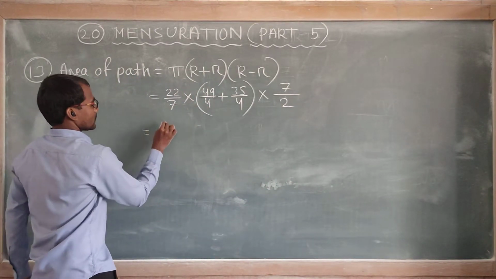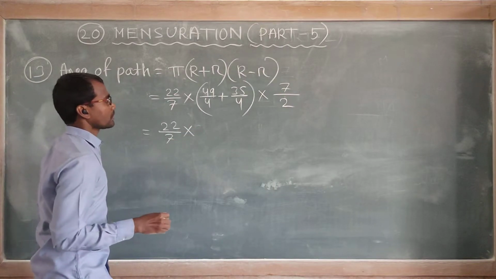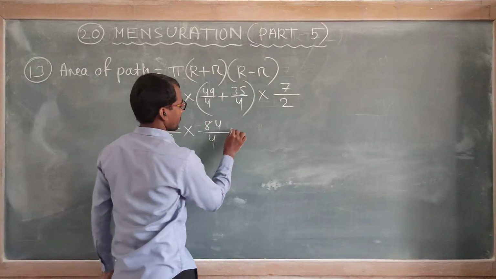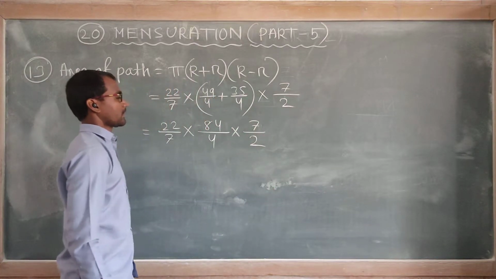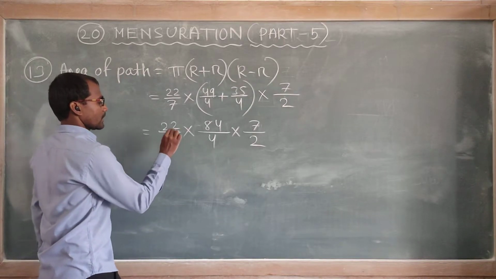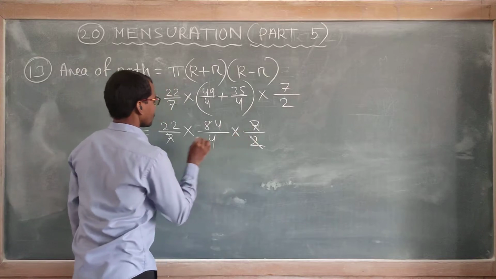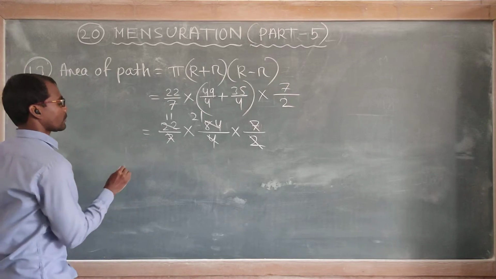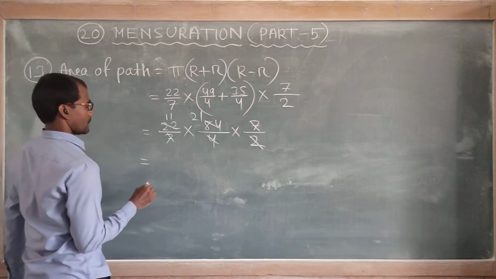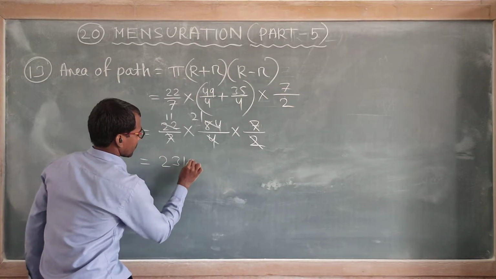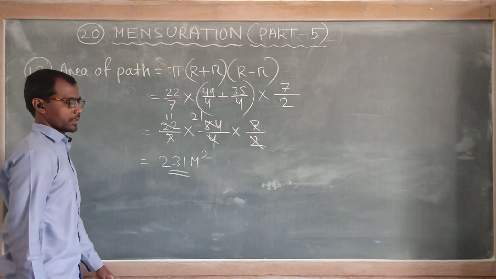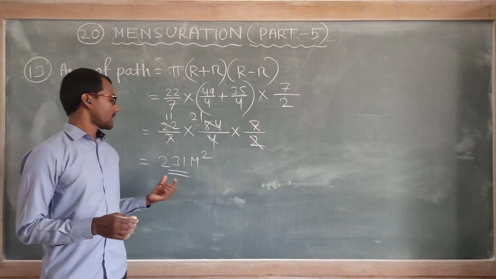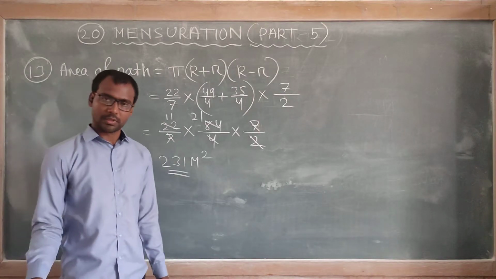So 22 by 7 into 84 by 4 into 7 by 2. Let us simplify. 7 cancels. 2 into 11 is 22. 4 2s are 4 1s are 4. So 11 into 21, which is 231 square meter. So the area of the path surrounding the circular path having width 3.5 meter is 231 square meter. This is the area.